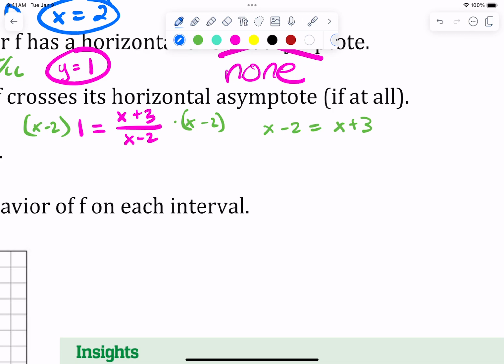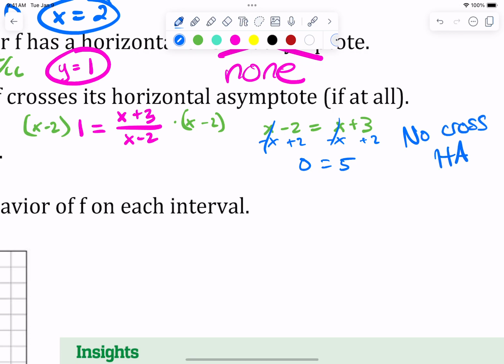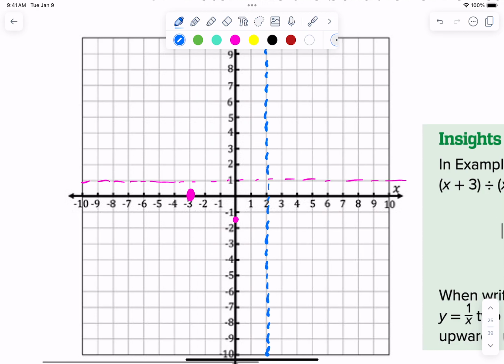You subtract x, and if you want to add the 2 over, sure, whatever. You end up with 0 equals 5. What does that mean? Nothing. It doesn't cross the horizontal asymptote. No crossing. So that HA it will not touch.